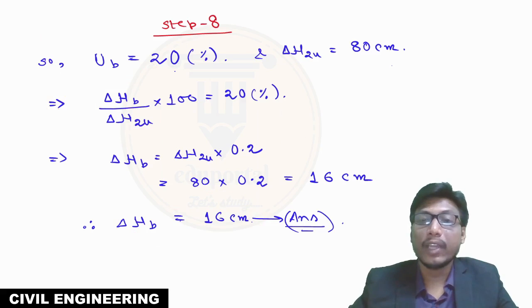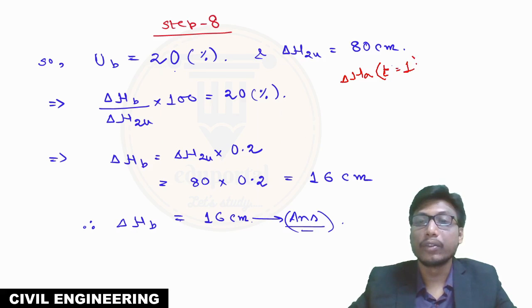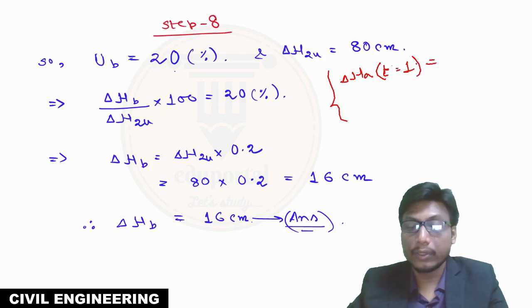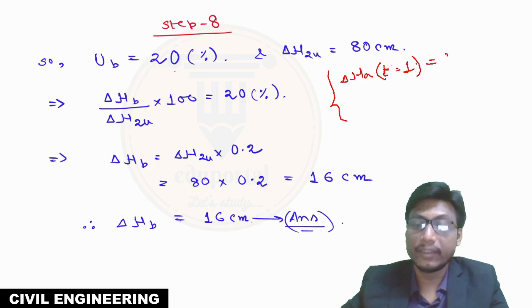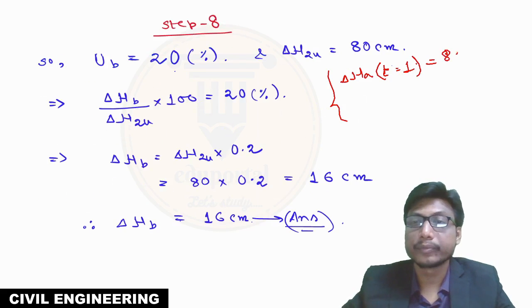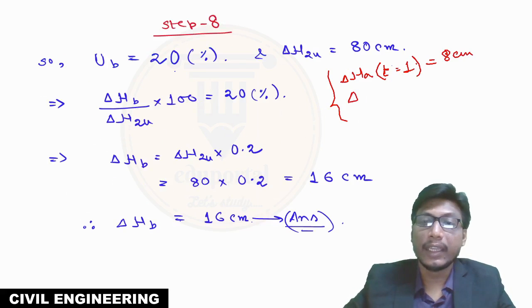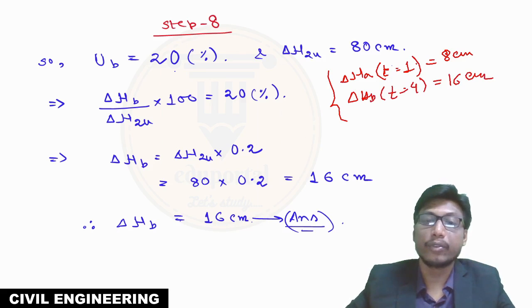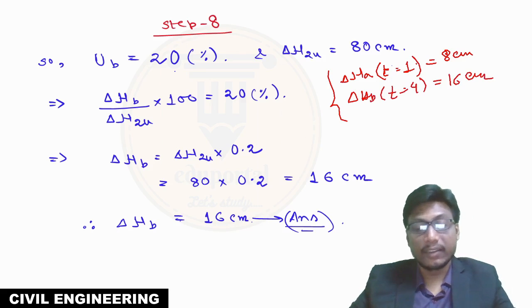Okay, so what we have found is that del H A, so this is T equal to 1 year, for soil sample 2, we have found as 8 centimeters, and del H B, that is for T equal to 4 years, is equal to 16 centimeters. So this is the answer we have found.